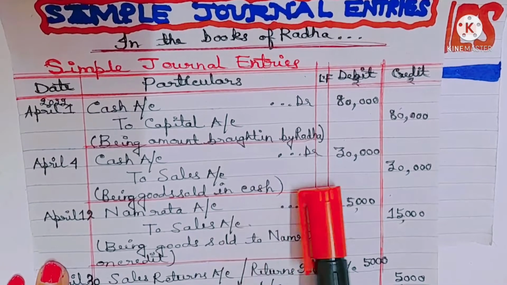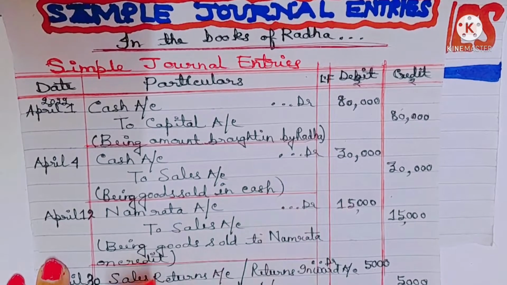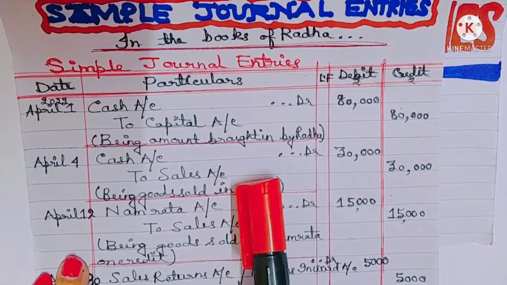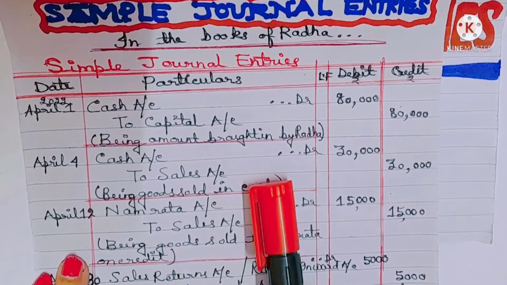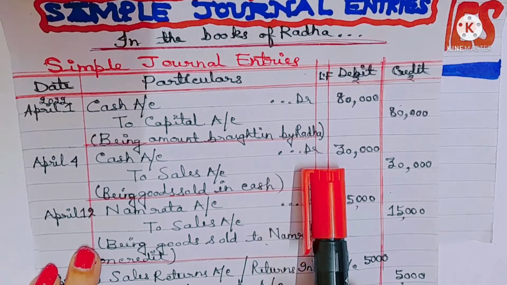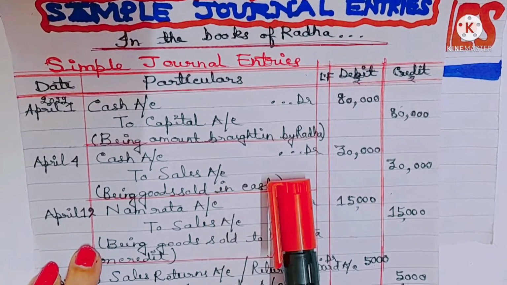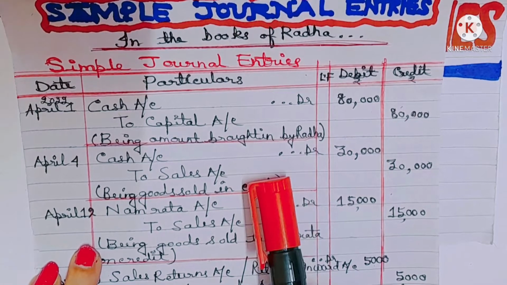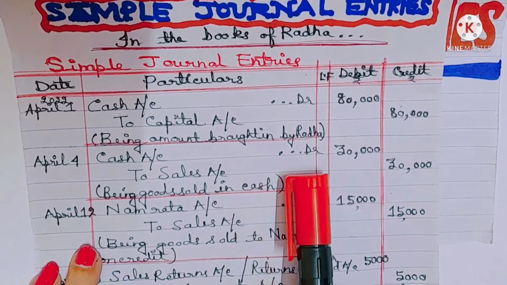Why is sales account credit? Remember, sales account falls under real account as well as nominal account. According to real account, when goods are sold by Radha, goods go out from the business. So according to real account, what goes out is credit, and sales account should be credited. According to nominal account, all incomes and gains are credit. So here, when goods are sold, money is coming in, and according to nominal account, this is an income. So that is the reason sales account should be credited.